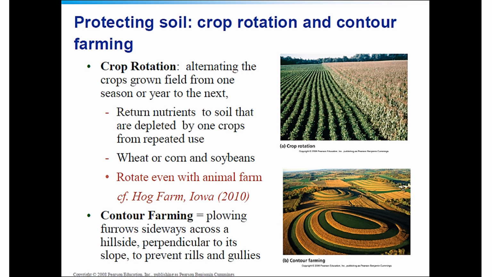So we also have contour farming. Contour farming is the plowing of furrows sideways across a hillside, perpendicular to its slope. So it prevents rills and gullies.